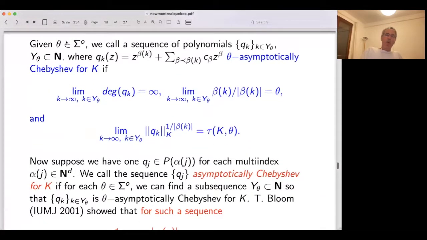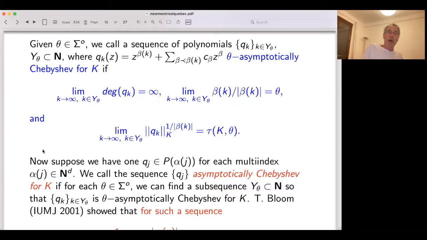So if I take one of those points, theta in sigma naught, we'll call a sequence of polynomials that recover that directional Chebyshev constant in the direction theta, a sequence theta asymptotically Chebyshev, if they do what I just said. These q sub k's are monic in the appropriate sense. They're in these classes so that you're looking at the exponents that are going off in that theta direction, and they're asymptotically Chebyshev in the sense that the roots of their sup norms do go to this tau k theta.